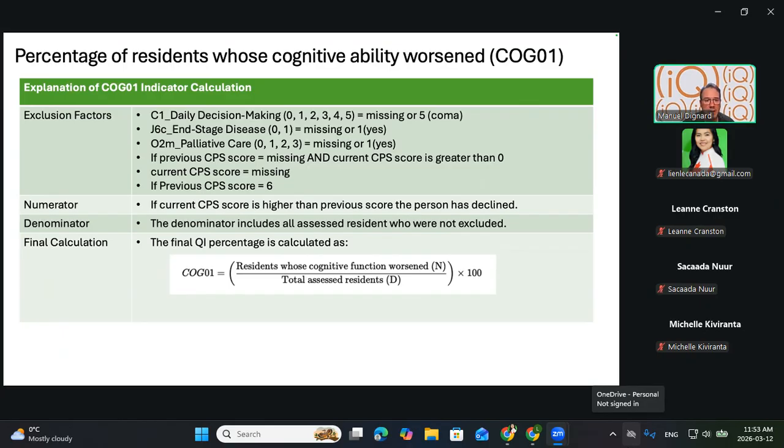Here we're talking about cognitive. And this one is the same as well, right? It's the exact mirror opposite. So we're using your cognitive performance scale. Now, the only difference is if in the previous assessment you coded a 6, so severely impaired, you can't get worse, so we're not even going to look at you. Now, if you were between a 0 and a 5, then yeah, now we're going to look. If your current CPS score is higher than your previous, you have declined, you will be part of the numerator.